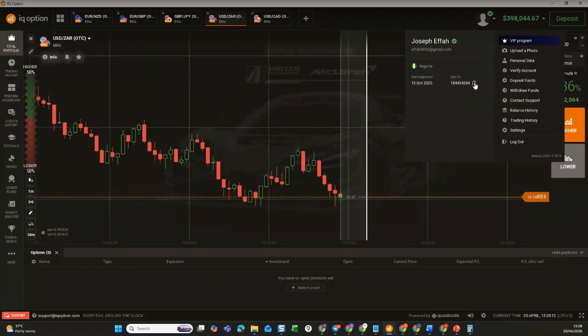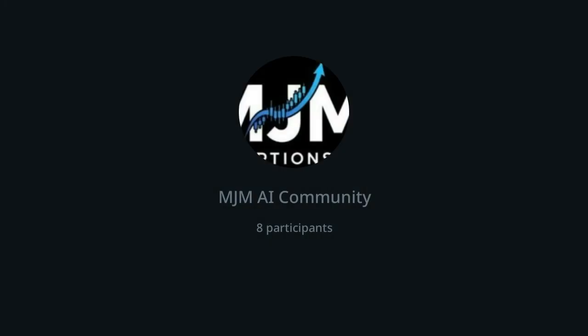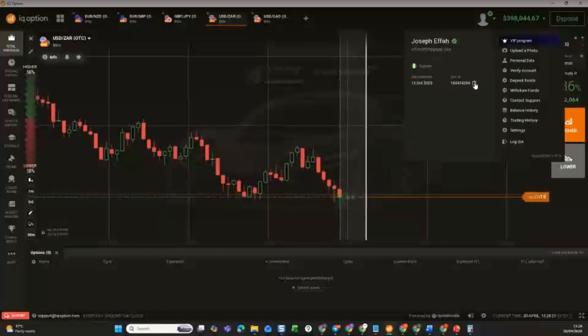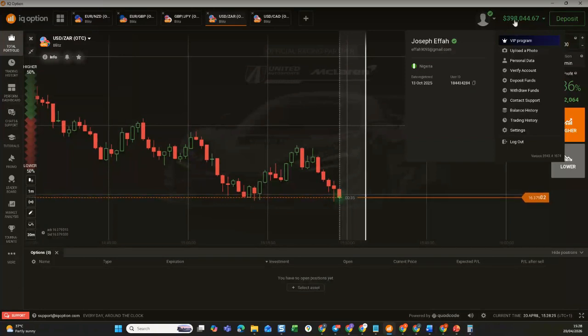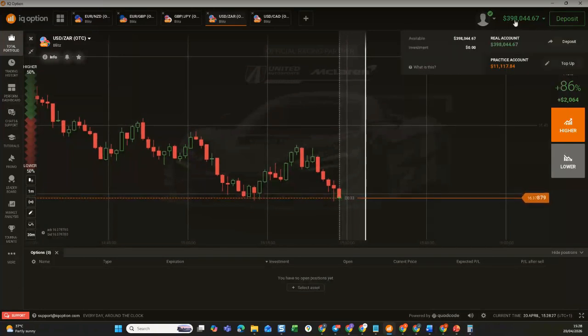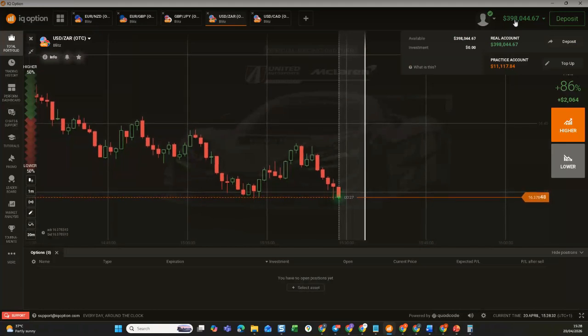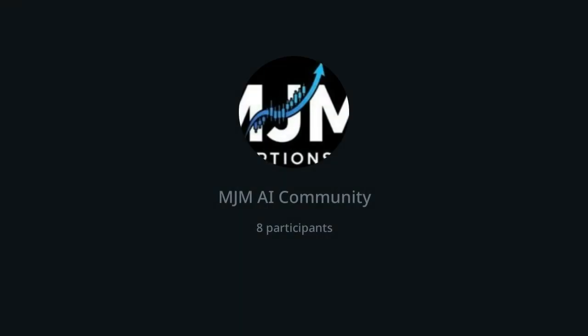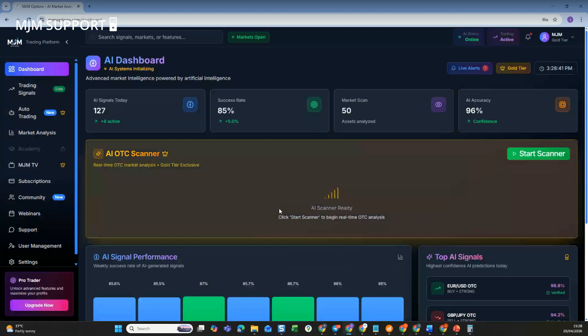The moment you send it to me, you then go ahead and fund your IQ Options account. That's the final thing. You fund the IQ Options account, then that guarantees you access to the AI. So first step is what? The AI is free. First step is for you to register on mjmoptions.com. That is where the AI is.